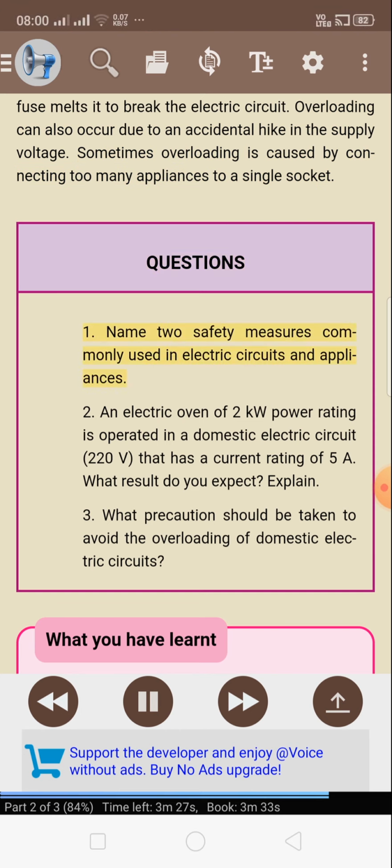Questions. 1. Name 2 safety measures commonly used in electric circuits and appliances. 2. An electric oven of 2 kilowatts power rating is operated in a domestic electric circuit, 220 volts, that has a current rating of 5 A. What result do you expect? Explain. 3. What precaution should be taken to avoid the overloading of domestic electric circuits?